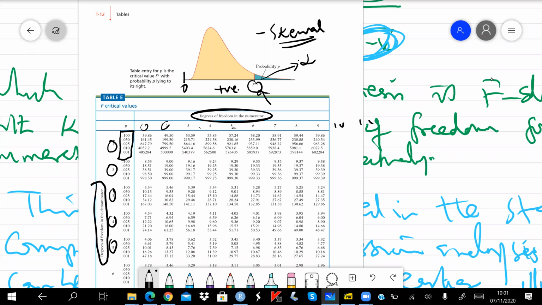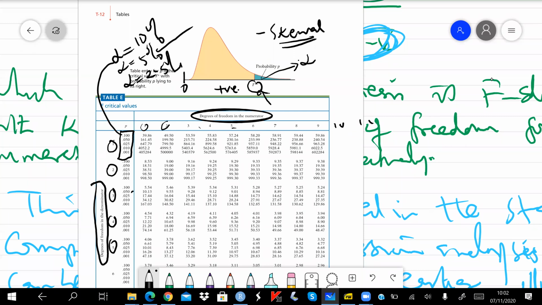So the first one here is alpha is 10%, followed by alpha is 5%, followed by alpha is 2.5%, and so on and so forth. So once you know the level of significance and you know the degrees of freedom, just like we were doing in the case of the T distribution, you will locate the critical value. For instance, if you are doing an upper tail test at 5% and you have 3 degrees of freedom on the numerator and 3 degrees of freedom on the denominator, you will come here.